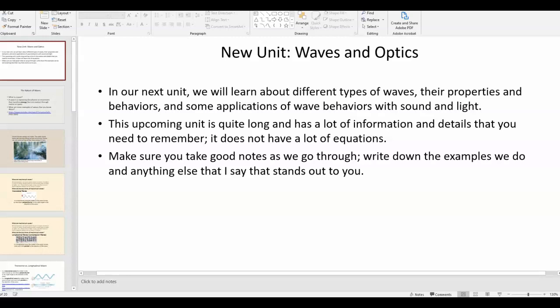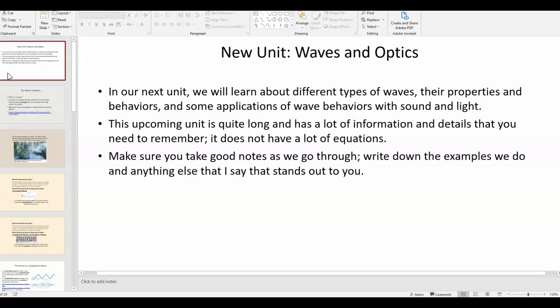The upcoming unit that we're about to start, it's not a hard unit. In fact, I would really say it's an easy unit, but there is a lot of information and detail that you have to know in the unit. This unit does not have a lot of equations, and I know I've said that before, but this unit literally has one equation in it, and it's a super easy equation. So all that to say, just make sure you're taking really good notes as you go through, write down the examples we do, anything else I say that sends out to you. Because like I said, there's going to be a lot of things where you don't have to do any math per se, but you need to be able to understand certain concepts to answer questions.